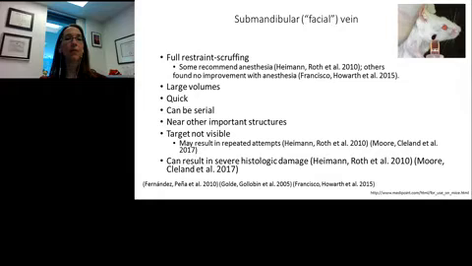You can definitely get large volumes from the submandibular vein quickly, and it can be done serially. But as I've mentioned a few times, it is near other very important structures in the face. So, you're close to the facial nerve, the ear canal, the temporomandibular joint, those masticatory muscles, and their salivary glands and lymph nodes all in that same area. One of the main disadvantages, I think, is that you're relying on anatomical landmarks and you don't have a visible target for what you're trying to puncture. And so you can get severe histologic damage, and that's in several independent reports.